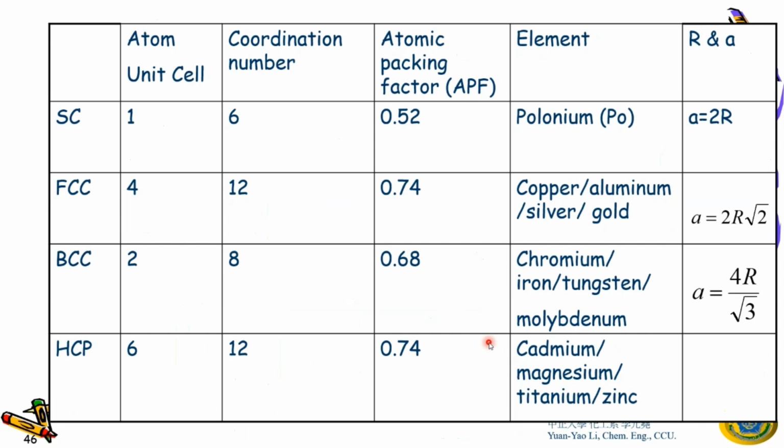Here I just want to give you some information. I summarized the information for you here. We learned 4 crystal structures of the metals. For the atoms in the unit cell, there are 1, 4, 2, 6 for simple cubic, face-centered cubic, body-centered cubic, and hexagonal close packed. Coordination number is 6, 12, 8, 12. I'm sure you know this already. For APF, 0.52, 0.74, 0.68, 0.74. And you need to know the relationship between the radius and the edge length.